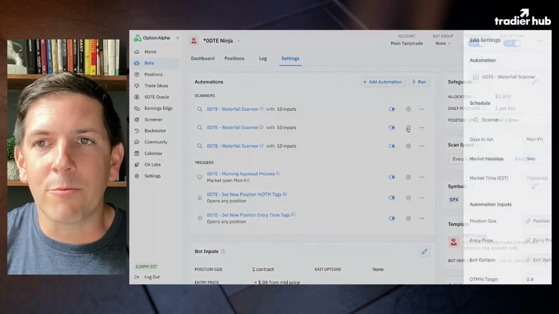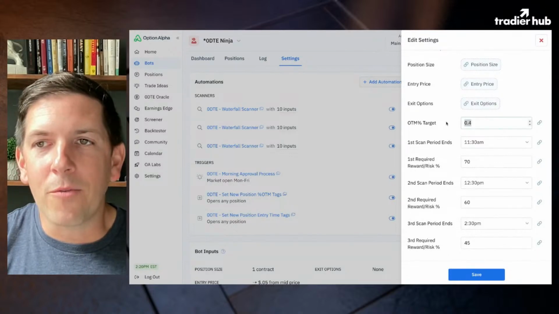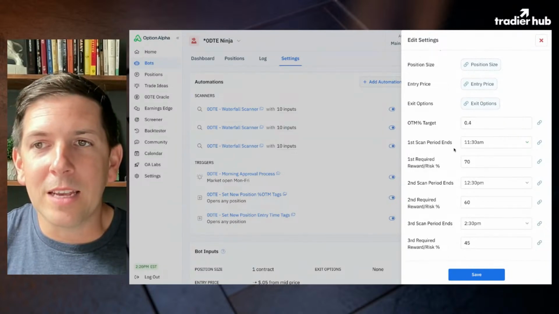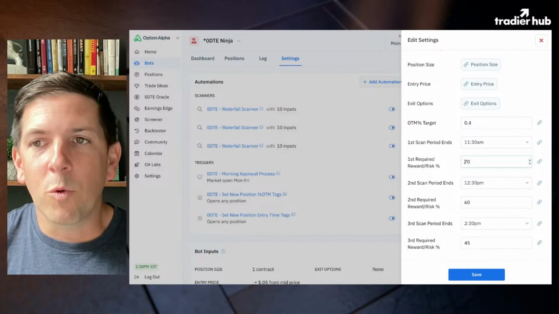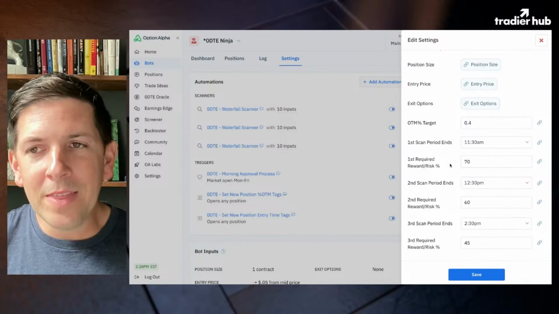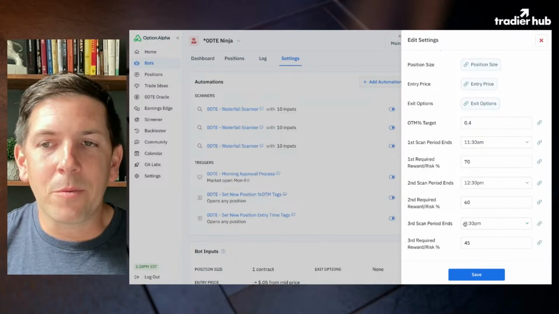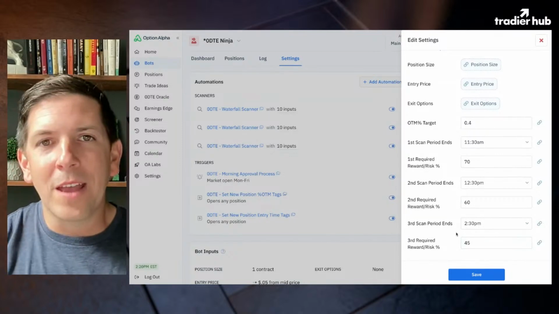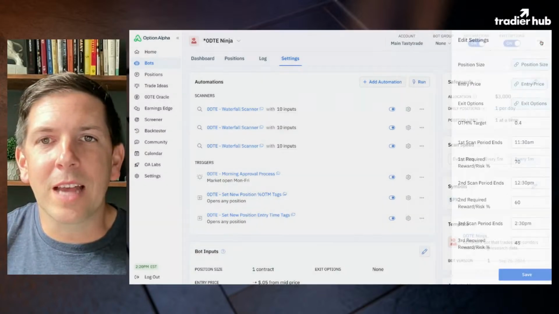Some of the other ones that I run are a little bit different, like this. This one looks at 0.4% out of the money. It stops the first scan period at around 11:30. But inside the market open to about 11:30, it's looking for 70% reward to risk requirement. And then at 12:30, it backs it down to 60%. And then from 2:30 till the end of the day, it backs it down to 45%. So that's why I call this my waterfall, because I'm doing a progressive waterfall at different times during the day.